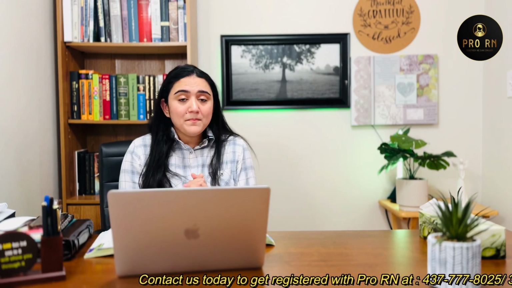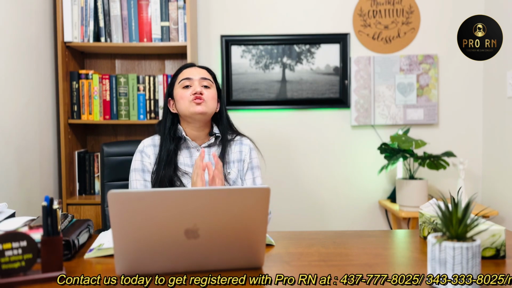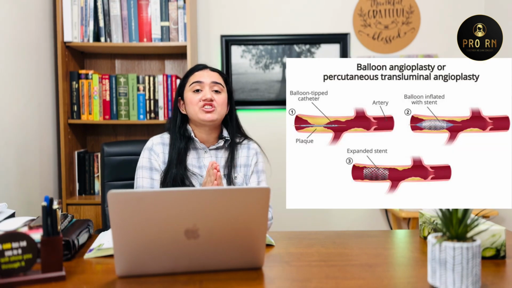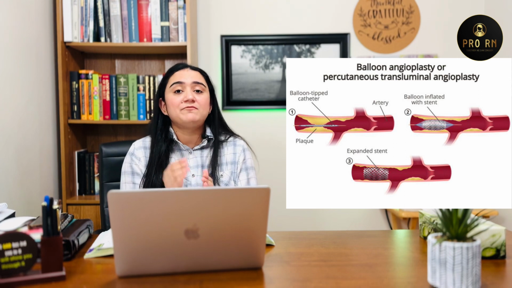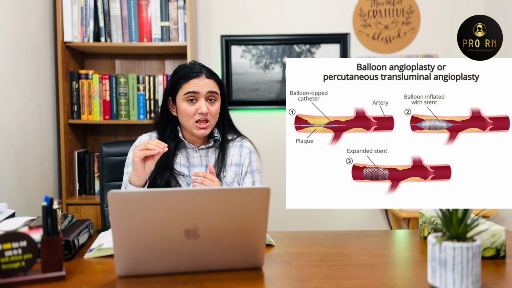Now, when we talk about the management, there are two kinds of management: medical management and surgical management. Surgical management में different kind of procedures आ जाते हैं for this condition, जैसे कि coronary angioplasty. Coronary angioplasty or PTCA, as you can see in the picture, in this process we compress the clot or the plaque against the walls of the artery.